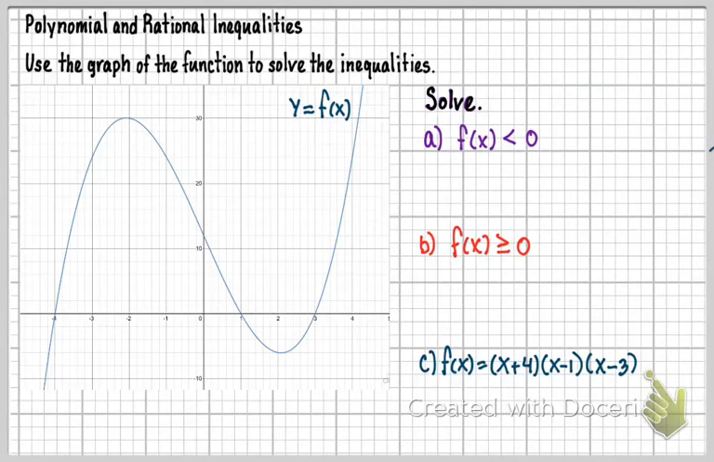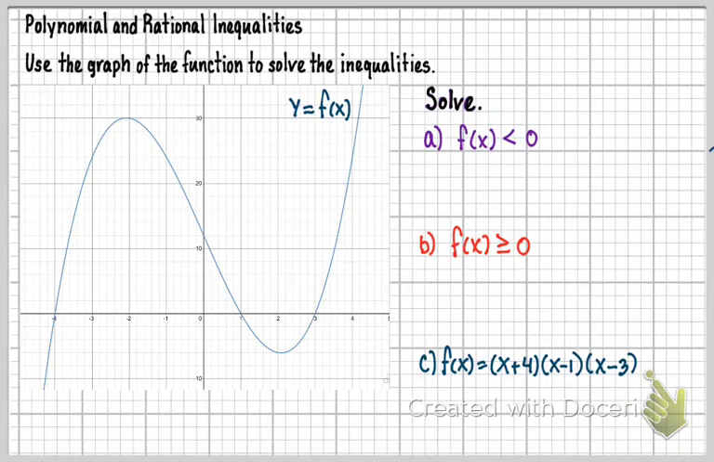Polynomial and rational inequalities. This problem says use the graph of the function to solve the inequality. Part A says f of x less than 0. Recall, f of x is the same thing as y. So really we're asking where is y less than 0? If I think about the y values, this axis is my y-axis, and this is where I measure my y values. So where is y less than 0?